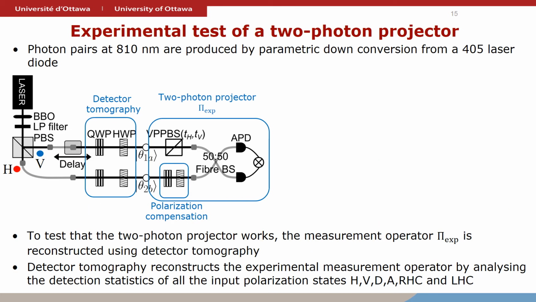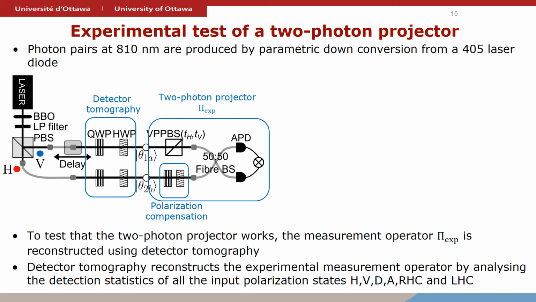Now that we know how to realize a general two-photon polarization projector, let's see how we can implement it in the lab. So what we have is photon pairs at 810 nanometers, which are produced by parametric down-conversion from a laser at 405 nanometers. The two-photon polarization projector is at the right.